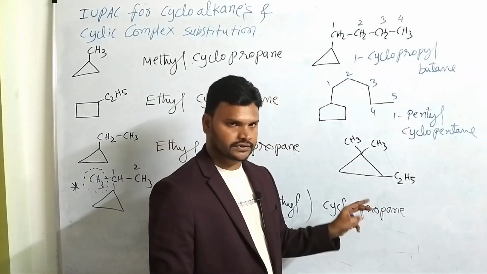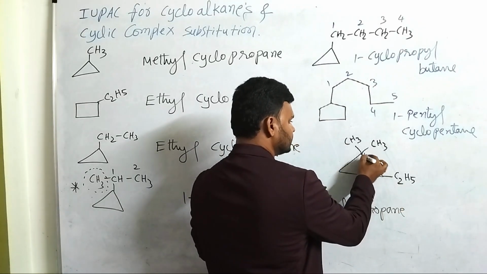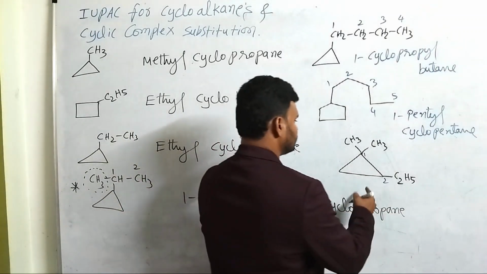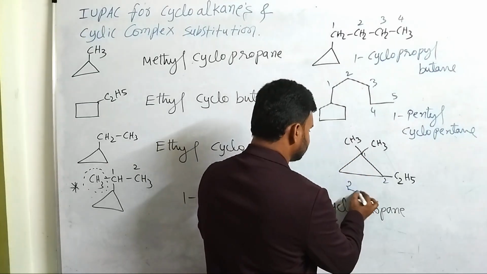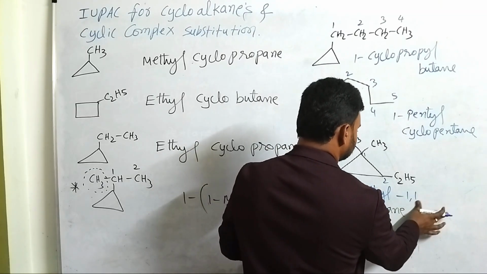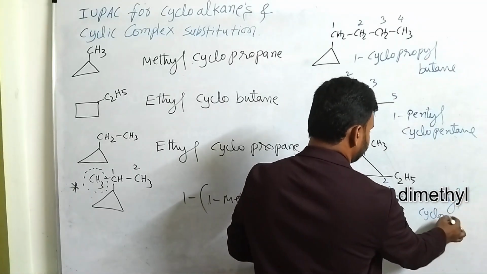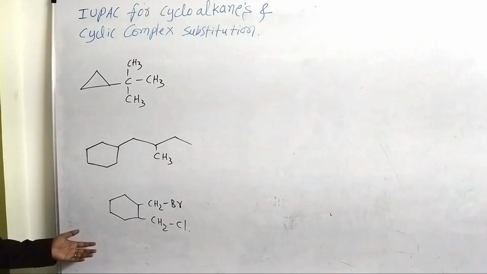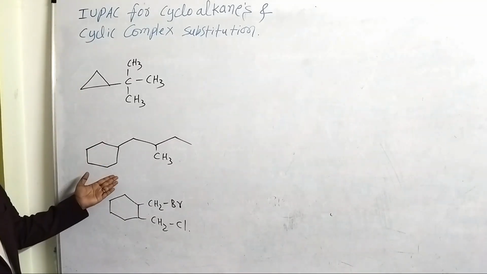Next, here also the same. The ring is major, but here there are 2 substituents, here only 1 substituent. That's the reason this is 1, this is 2. One rule is there: increase the substituents, increase the priority. So while writing IUPAC, we have to follow alphabetical order. So then it becomes like this: 2 ethyl, 1,1 methyl cyclopropane. This is the way to write IUPAC for these compounds. This is complex substitution. This is also cyclic complex substitution.